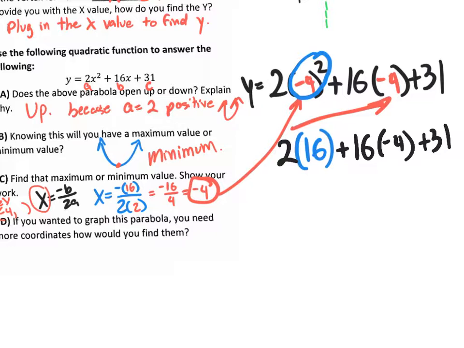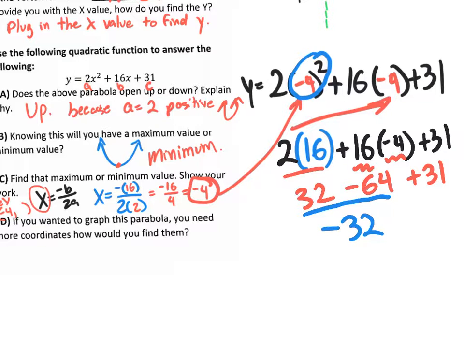So I'm going to do multiplication next. 2 times 16 is 32. And then 16 times negative 4 is negative 64. And we still have plus 31. So all we have left to do is add and subtract. From left to right, if I go 32 minus 64, I will get negative 32. And then if I bring down the plus 31, negative 32 plus 31, final answer is negative 1.